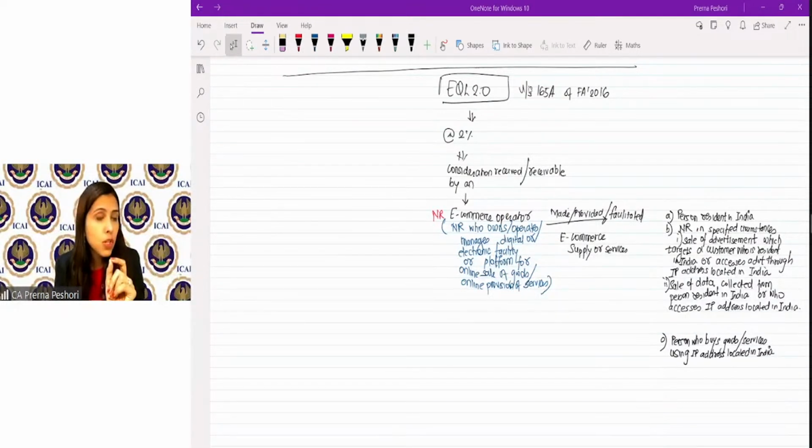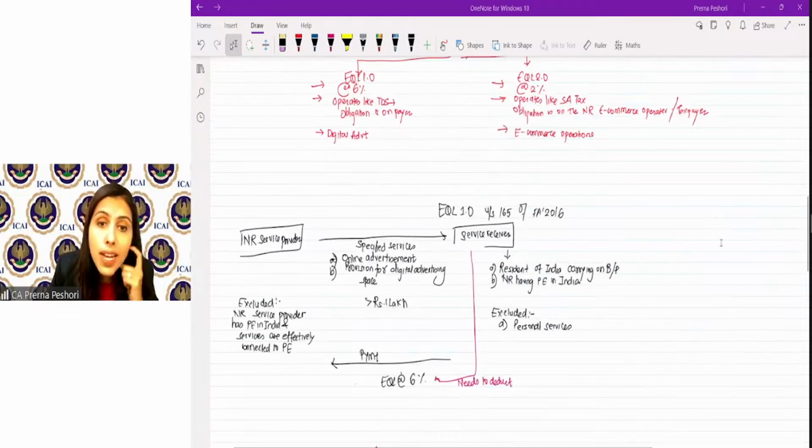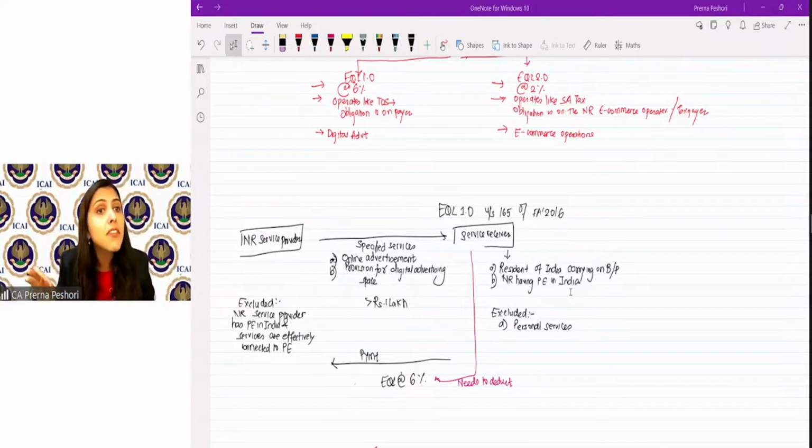But in that situation, the service recipient, who is a non-resident, should have a PE in India. In case of applicability of equalization levy 1.0, the non-resident who is the service recipient should have a PE in India. If he doesn't have a PE in India, equalization levy 1.0 is not applicable. But in that case, equalization levy 2.0 can still apply.